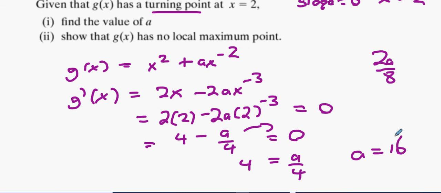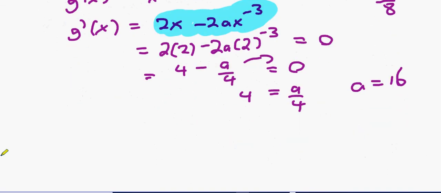So show that g of x has no local maximum points. Well, if I prove its only turning point is a minimum point, that means it has no maximum. Would that make sense? So therefore, what should I do? That's the first derivative. So what should I do with the first derivative? Get the second derivative and prove that it's negative when x equals 2.